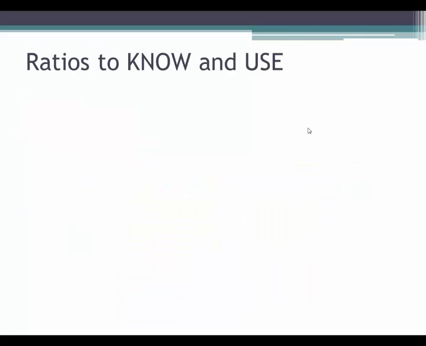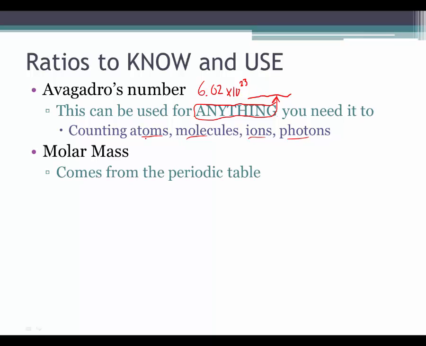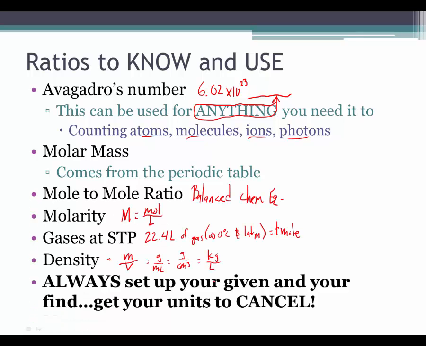So, ratios to know and use. Remember Avogadro's number, 6.02 times 10 to the 23rd of anything, whatever you need, right? Atoms, molecules, ions, photons. It's kind of a nice trick when you want to convert moles to whatever it is you're looking for. Molar mass is a second. Remember that comes from the periodic table. And remember the mole ratio comes from the balanced chemical equation. Molarity is moles per liter.